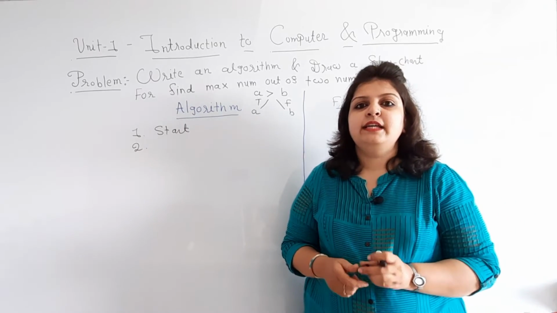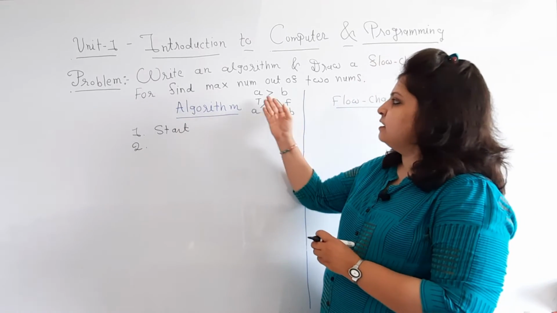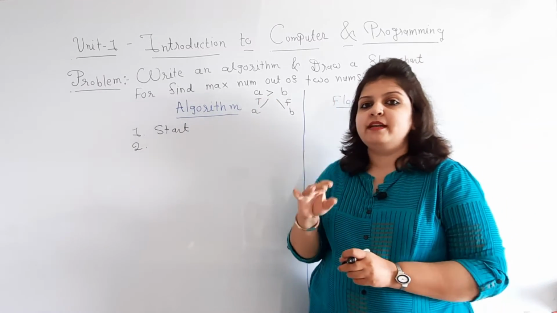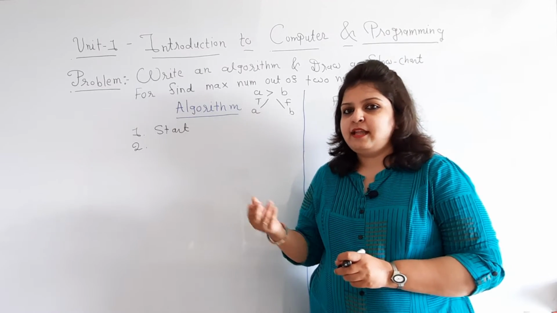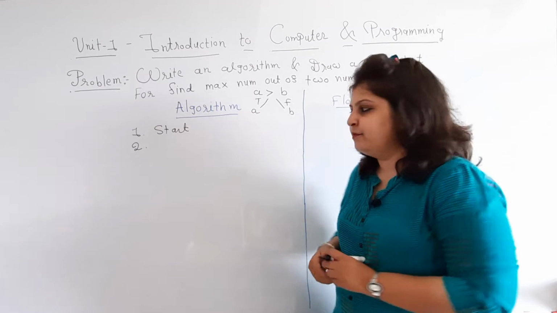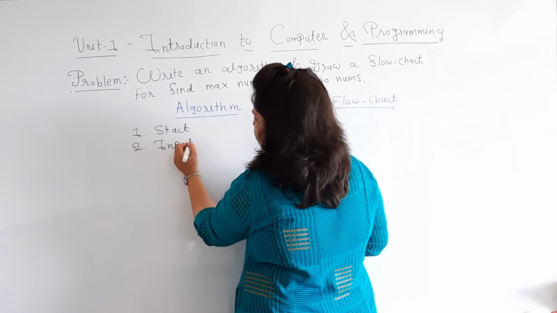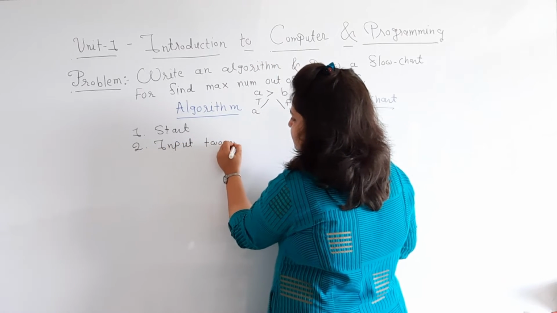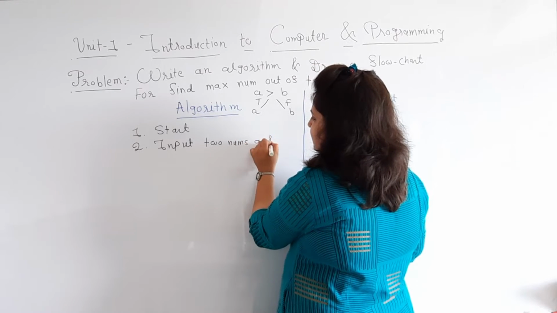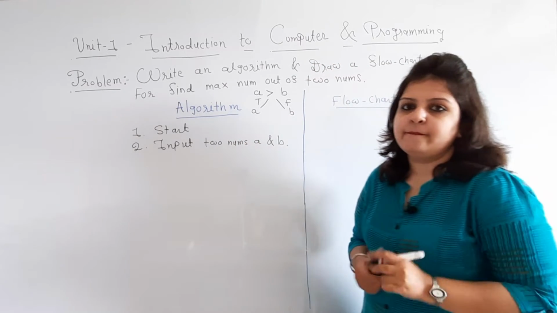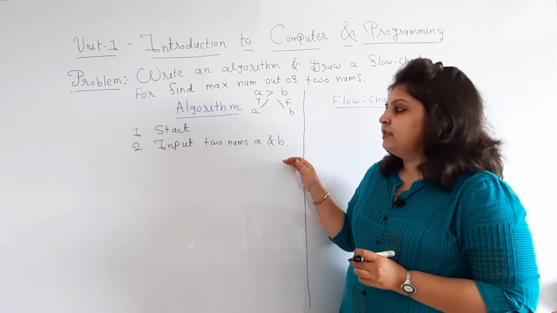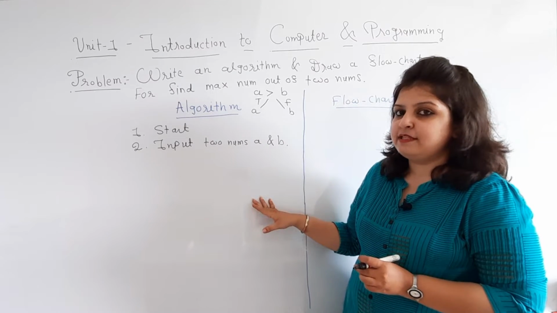Then we have to write input, and input is here two numbers, because we have to find max out of two numbers. That's why two numbers are our input. So just write input two numbers A and B.